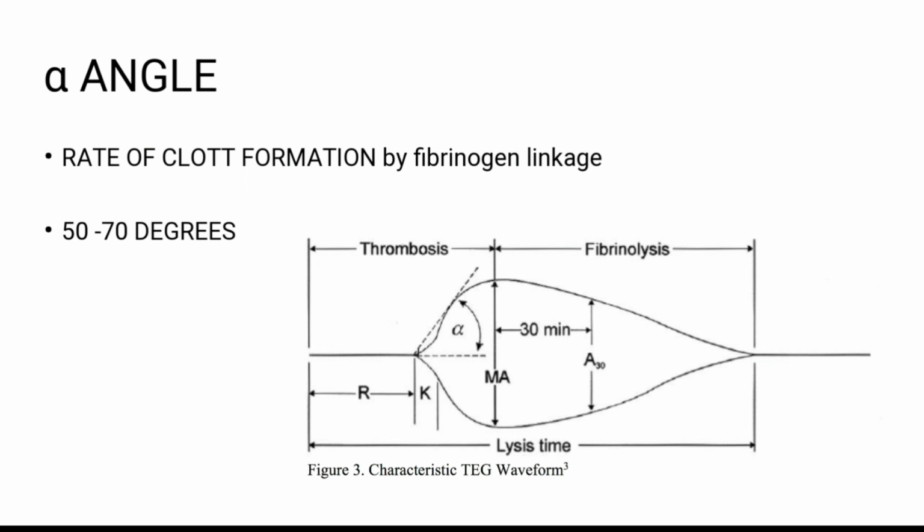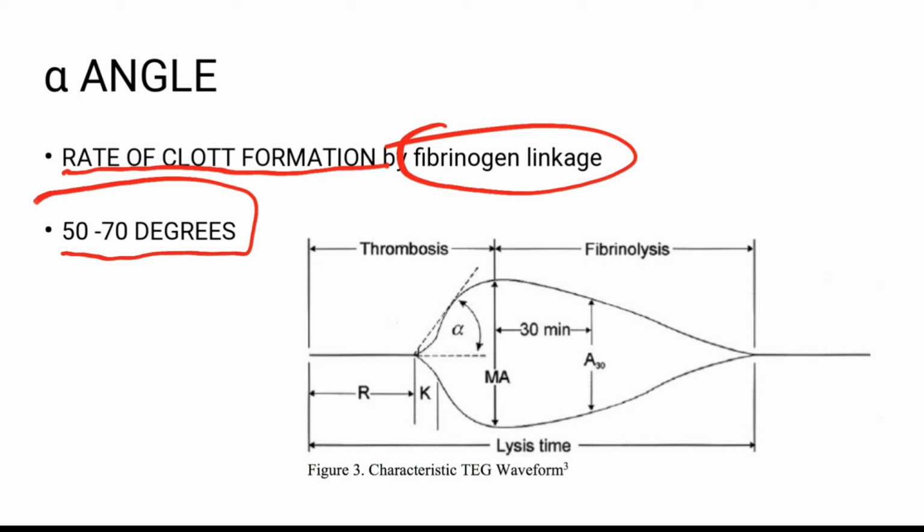Then comes the alpha angle. This alpha angle signifies the rate of clot formation by fibrinogen linkage. Normal value is 50 to 70 degrees. So what is this alpha angle? If we take the point from here, the initiation of K time, we plot a line and a straight line through the graph, then the angle between these two lines is known as the alpha angle. The normal value is 50 to 70 degrees. And what does it signify? It is the rate of clot formation, how fast the clot is forming.